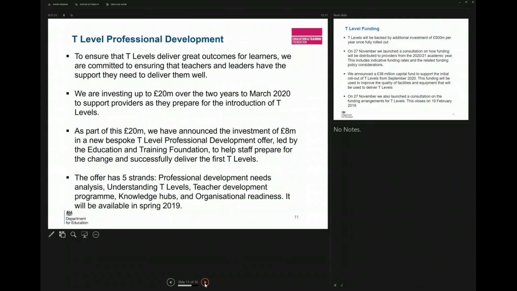This offer includes a development needs analysis, introductions to what T-levels are and how they're different from current vocational programmes, a teacher development programme, preparing the organisational readiness, and the development of a network of knowledge hubs in different areas, and that's being rolled out from this spring.